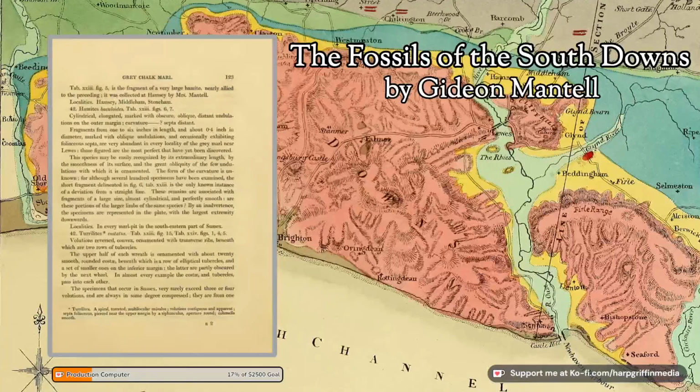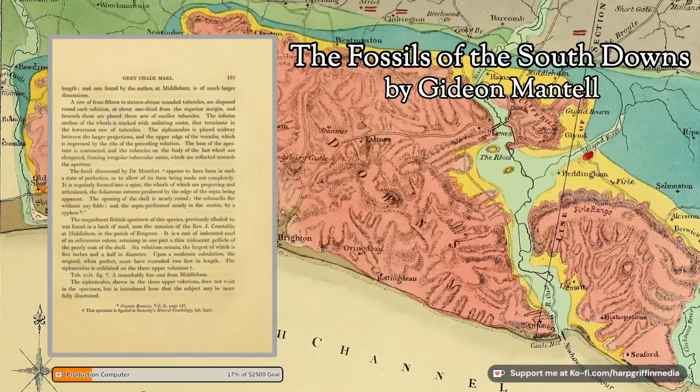Turrilites. Turrilites, a spiral, turreted, multilocular univalve. Volutions contiguous and apparent. Septa foliaceous, pierced near the upper margin by a siphunculus. Aperture round. Columella smooth. The septa perforated nearly in the center by a siphon. Organic Remains, Volume 3, page 147. The siphunculus is exhibited on the 3 upper volutions. This specimen is figured in Sowerby's Mineral Conchology, tablet 74.